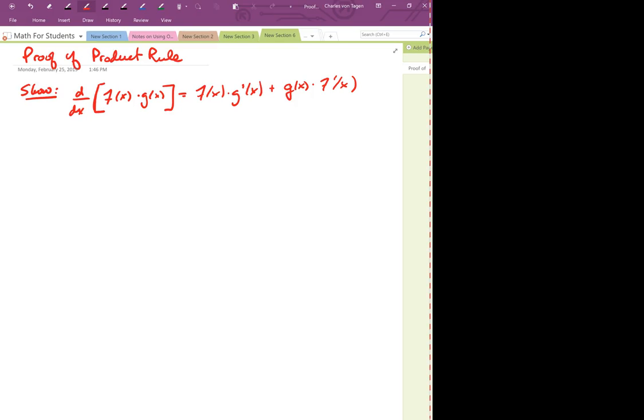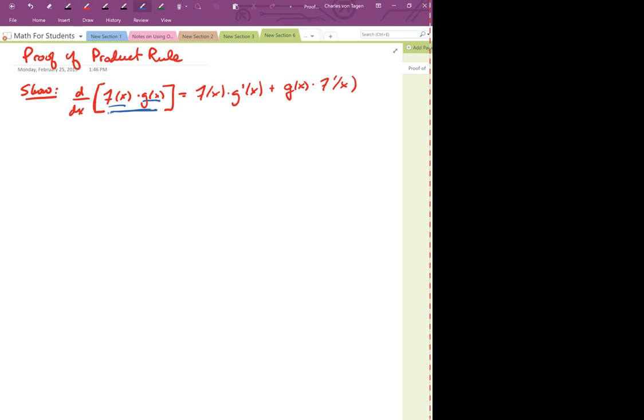Okay, folks, I want to do a quick proof of what's called the product rule. And our goal is to show that if we take the derivative of a product of two functions, notice that I've got f of x being multiplied to g of x. How do I take the derivative of the product of those two functions? Unfortunately, when you take derivatives of products, it doesn't work out as nicely as when we took derivatives of sums. That means that you can't just distribute the derivative operation over the product.